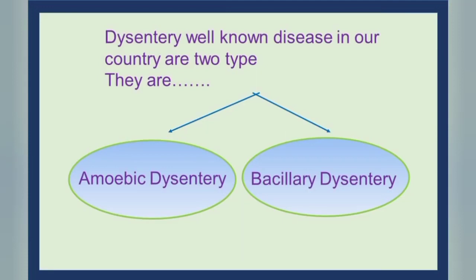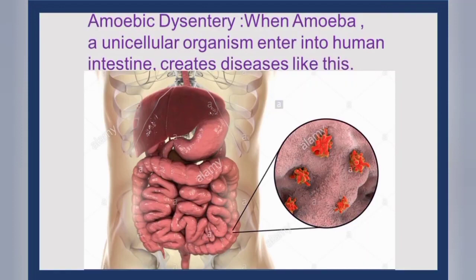Dysentery, a well-known disease in our country, and these are two types: amoebic dysentery and bacillary dysentery. So we are very familiar with it. Amoebic dysentery: when amoeba, a unicellular organism, enters the human intestine, it creates diseases like this. So basically what happens, amoeba, a unicellular organism, enters our large intestine and then they create a mass.